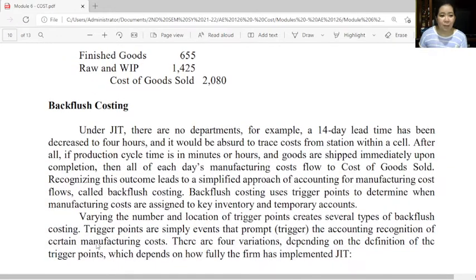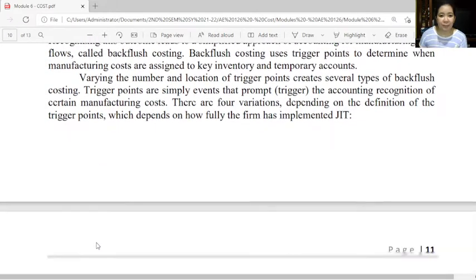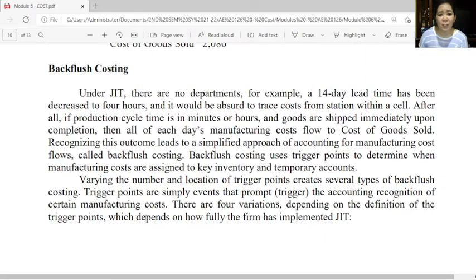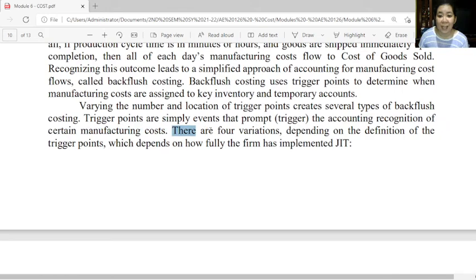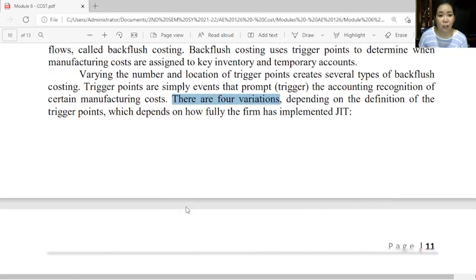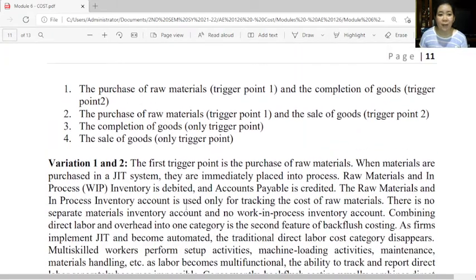Okay, so we go now to backflush costing. In backflush costing, actually class, we use trigger points or prompt points, meaning in this case, we will wait for this happening to occur before we can record or account or recognize certain manufacturing costs. So in backflush accounting, we have 4 variations. It depends on the management on how they implement their GIP. So we have here 4 variations.